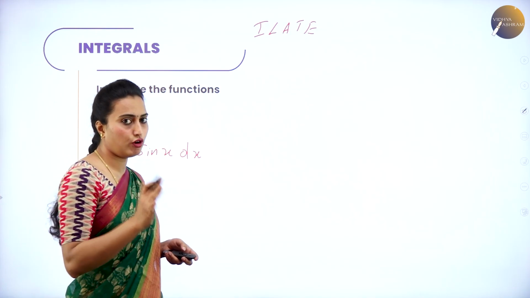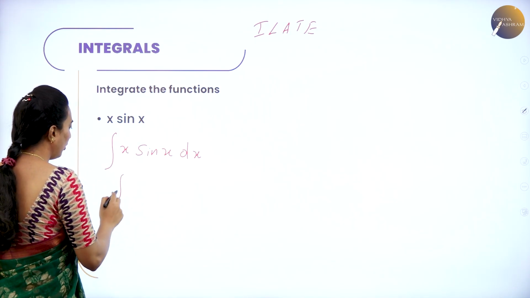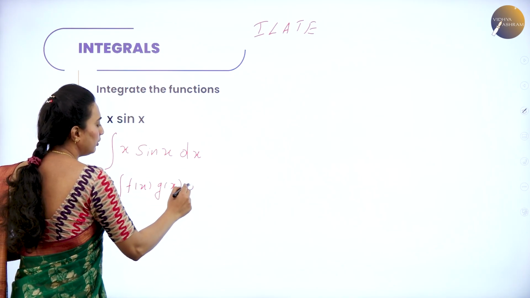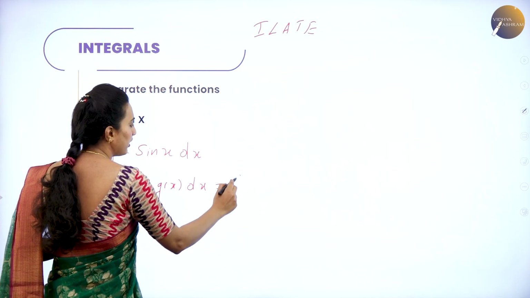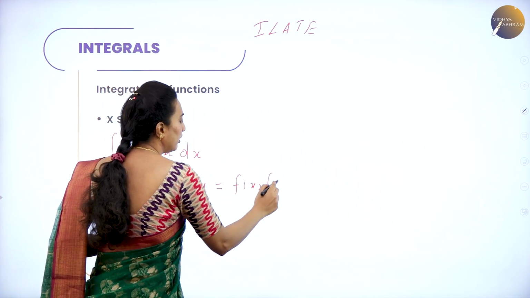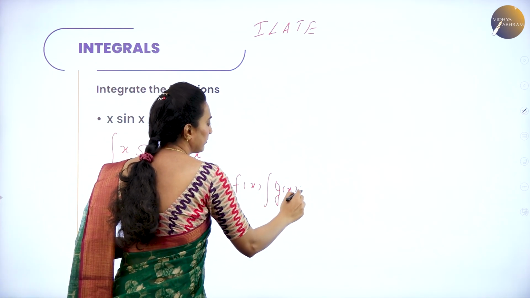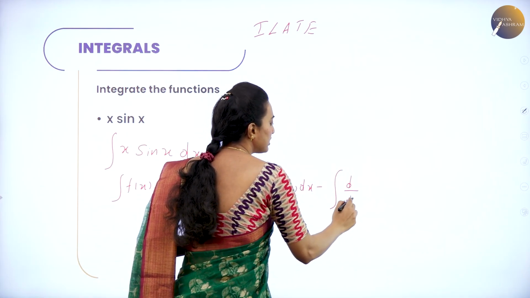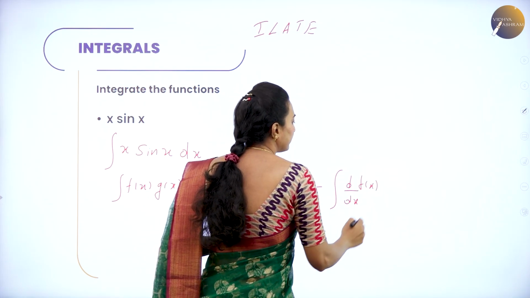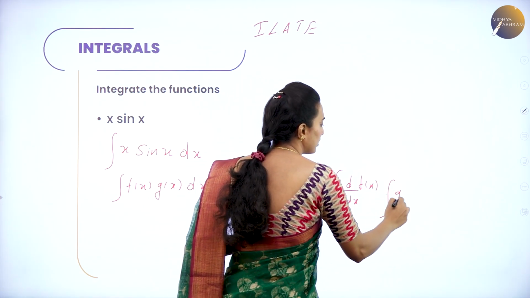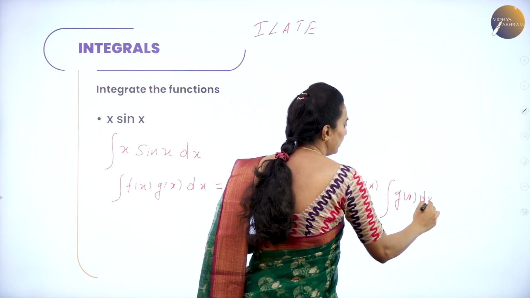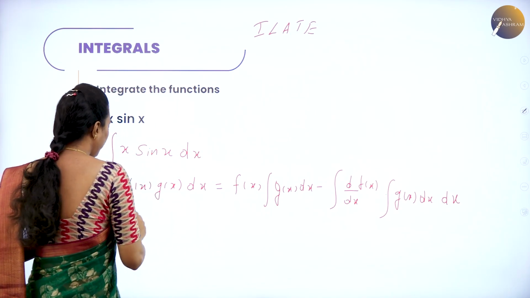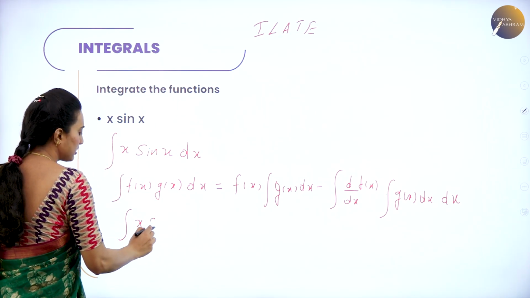So, let me write the formula first. What is the formula? Integral of f of x into g of x into dx is given by first function into integral of second function minus integral of d by dx of first function into integral of second function into dx, isn't it?